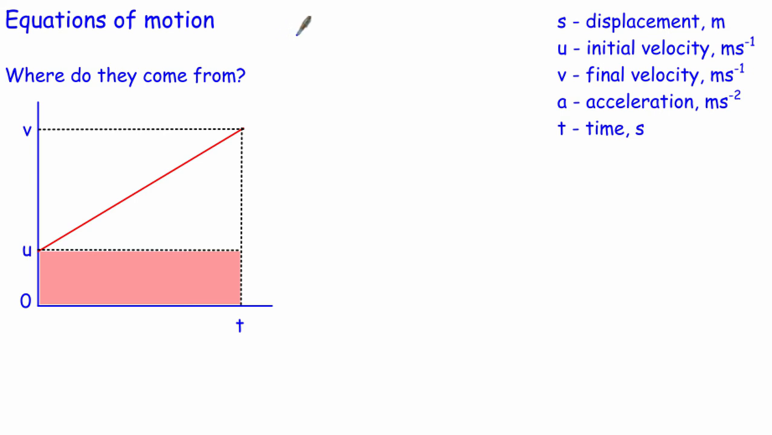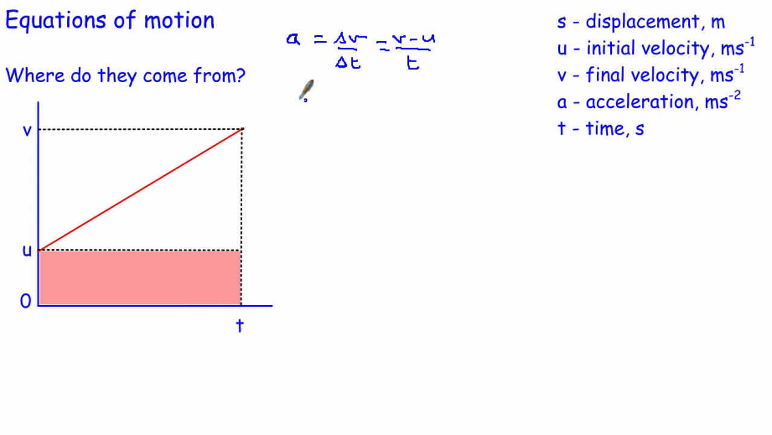For our first one, if we were thinking about acceleration, we know that acceleration is equal to the change in velocity over the change in time. To find the change in velocity, we take our final velocity and take away the starting velocity. The final velocity was v, the starting velocity was u, so we have v minus u, and we divide it by t. So acceleration equals v minus u over t.